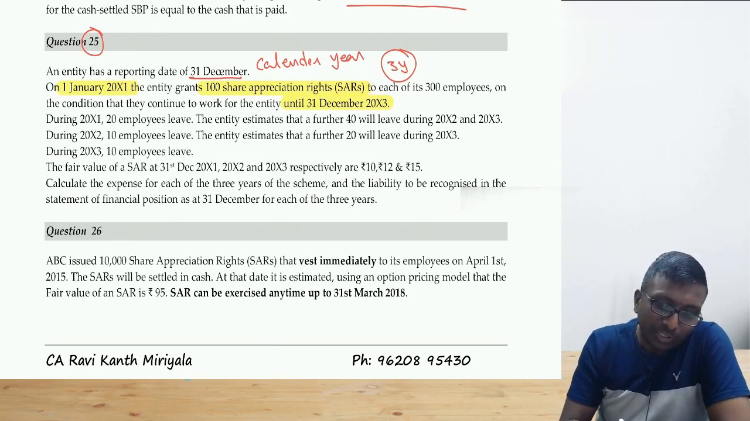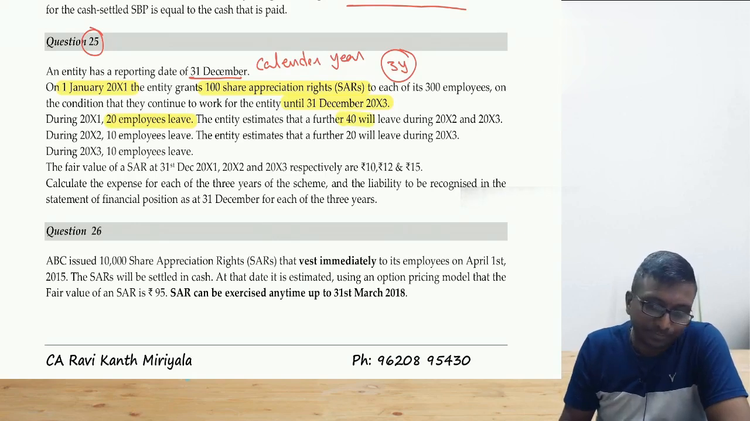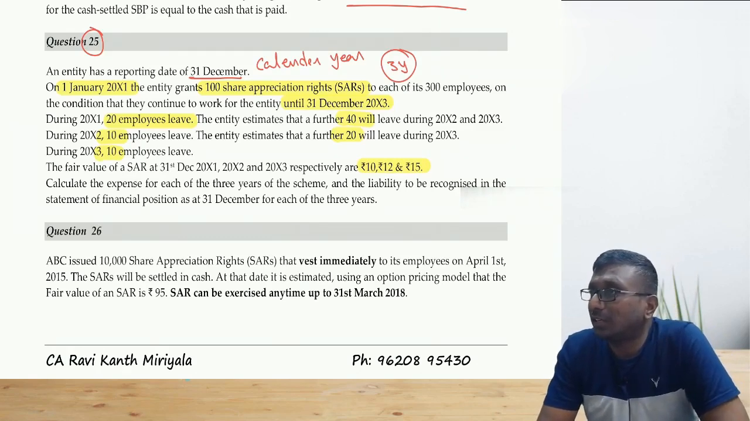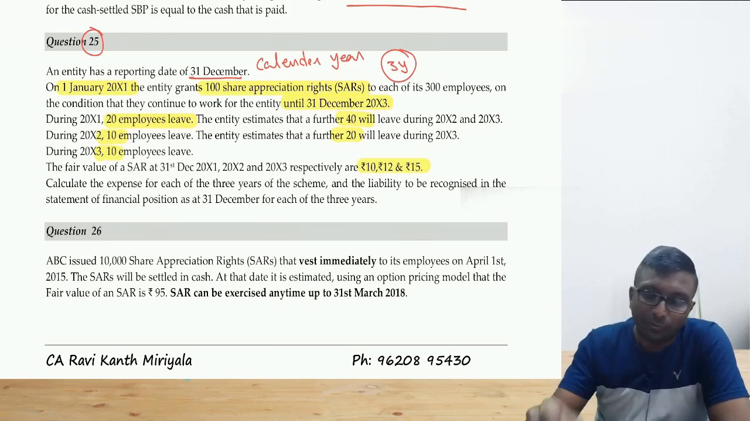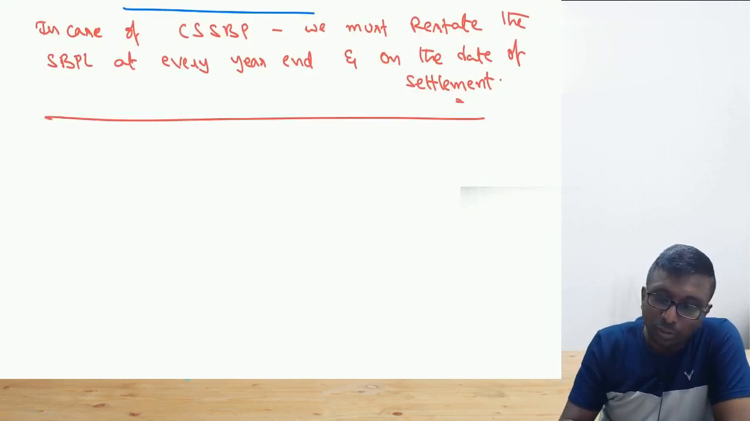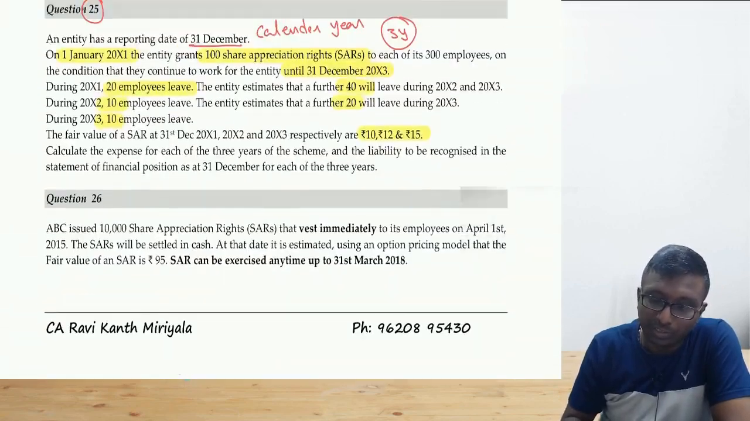So during 2001, 20 employees leave and we are expecting 40 people will leave further. Next year 10 employees actually left, another 20 will leave. Actually in the third year 10 left. The fair value of the SAR on all the 3 years is given on different dates. Calculate the expense for each of the 3 years of the scheme and the liability to be recognized in the statement of financial position on 31st December for every 3 years. That's it, straight. If you do it one time, you will feel comfortable. That's all. Question number 25, page number 23.